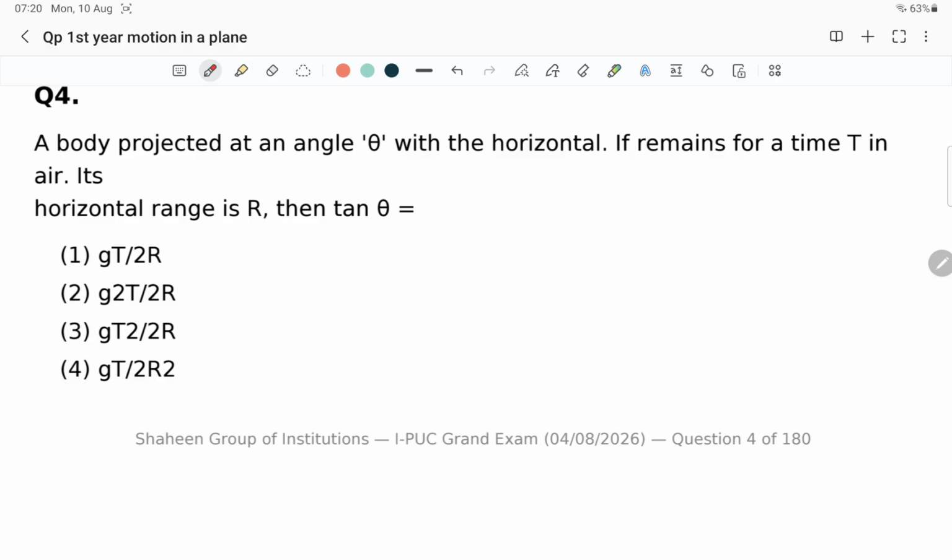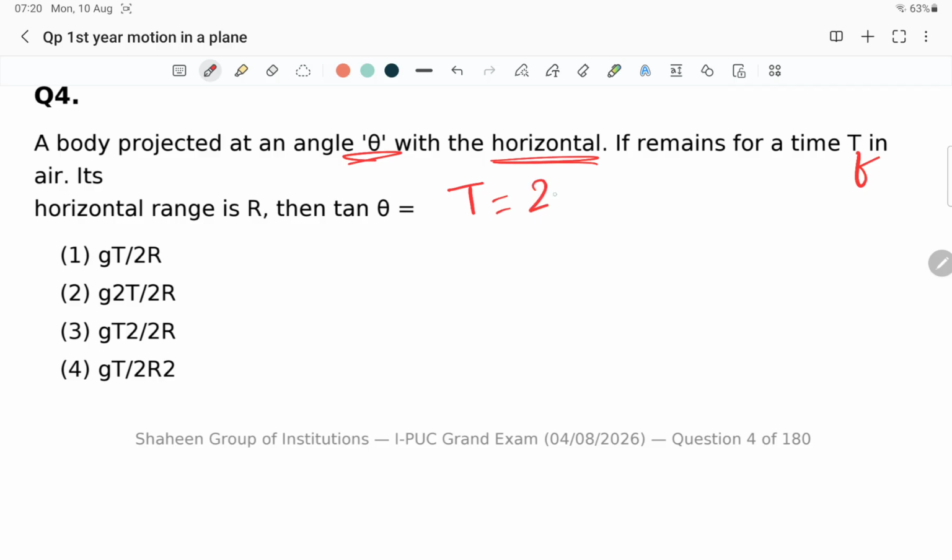Alright, let's move on to the next question. A body is projected at an angle theta with the horizontal. As soon as you see horizontal, you can substitute the standard formulas that we have done. If it remains for a time t, that is tf actually, in air, with horizontal range r, then tan theta is... So we need to find tan theta. How will you find it?